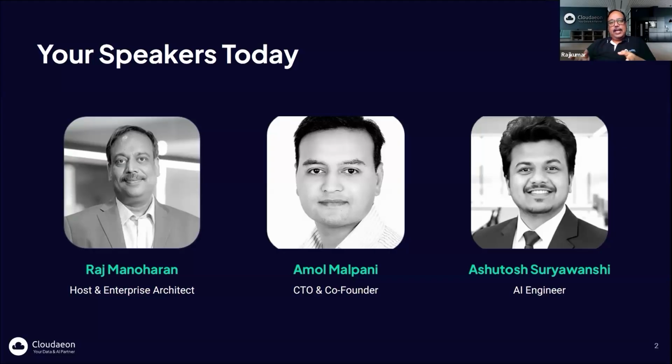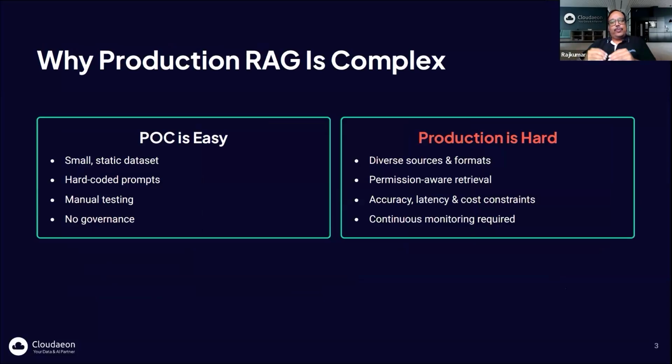Okay, to begin, let's talk about something we see in every project. A POC looks simple, but when we move to production, it's not. Amol, can you explain why? Thanks, Raj. Most POCs look easy because the setup is usually small: a couple of files, you bring them into the system, do some embedding, put it into the vector database, and ask a few questions. But production is a completely different game.